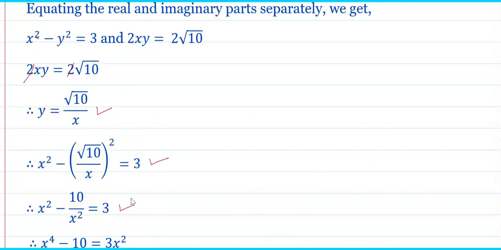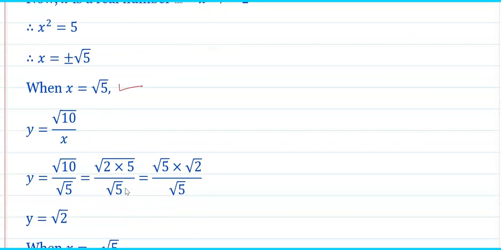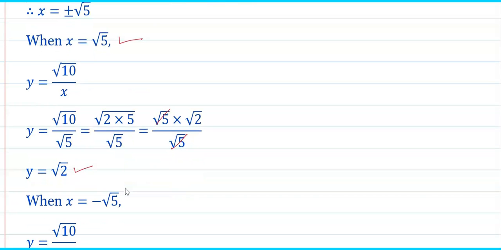y is equal to root 10 upon x. Substitute the value of x here, x value is root 5. Root 10 can be written as root of 2 into 5, which can be written as root 5 into root 2. Root 5 gets cancelled here. y is equal to root 2, and hence you will get the first complex number, that is x plus yi is equal to root 5 plus root 2 into i. This is the first one.